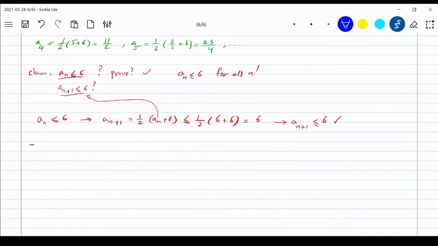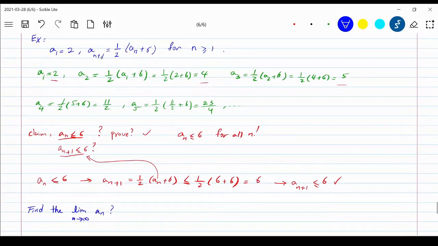How about I say, find the limit as n approaches infinity of a_n. Now here's the issue. It's not that easy because we don't have a specific formula for a_n. What we have is a recurrence relation. So how do we find the limit?